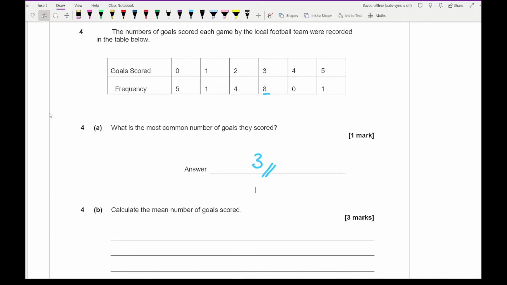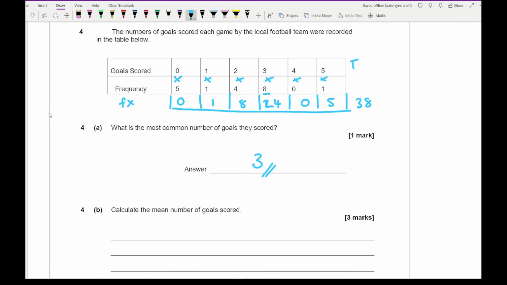So what we need to do here is create our fx table. So here we've got the fx value, and rather than working horizontally, we're now working vertically. So we need to create an fx column, which is multiplying these numbers together. So the number on the first row by the numbers in the second row. So that's going to be 0, 1, 8, 24, 0 and 5. So if I add up all of those numbers together, I'm going to get an answer of 38. This is the total.